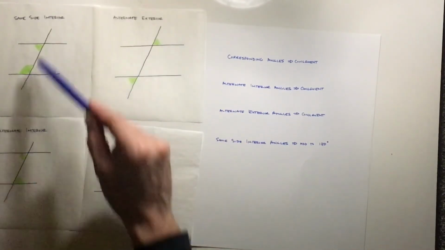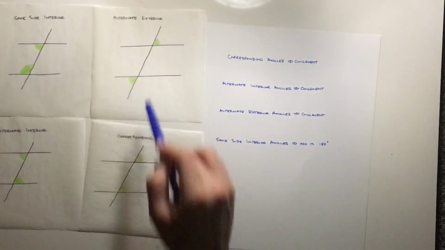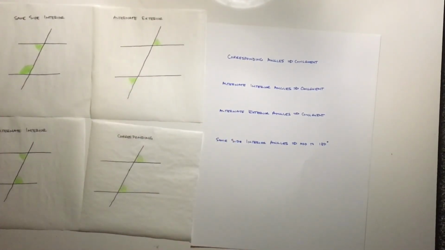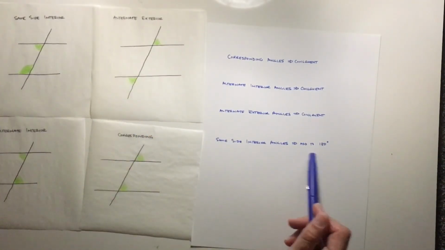So here's a brief little tip. Since there are only two things that can happen, they are either congruent or add to 180 degrees, I give you this bit of advice. If angles look like they are the same, again assuming lines are parallel, they're going to be the same. If angles look like they're different, well then, they're likely going to add to 180 degrees.